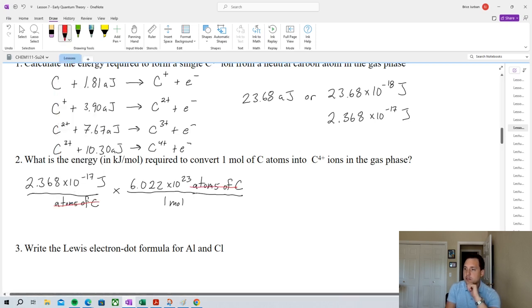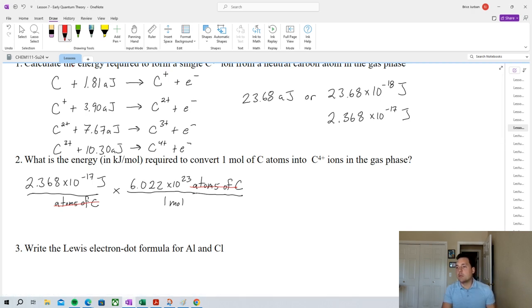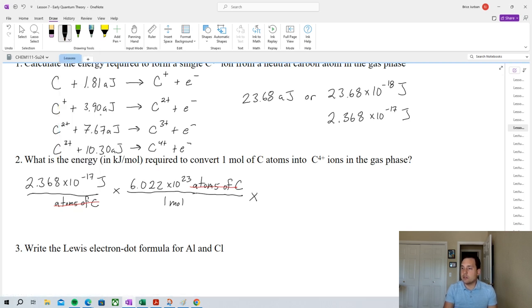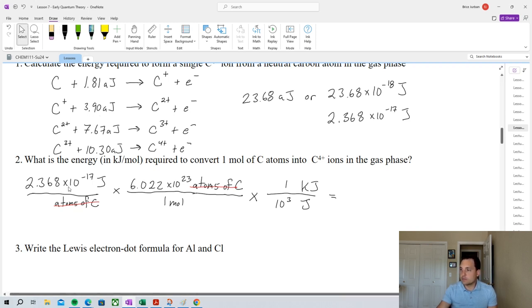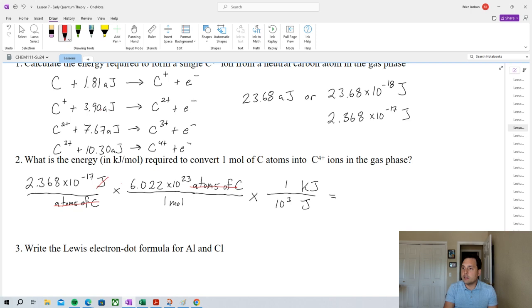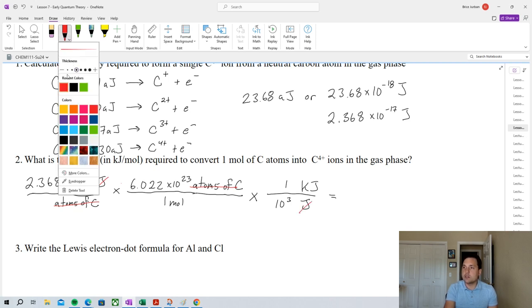So atoms of carbon cancels out, and then we're going to get joules per mole. But we want to get kilojoules per mole. So what we want to do at this point is convert joules to kilojoules. In 1 kilojoule, there are 10 to the 3rd joules. And then all my units will cancel out. So I like to use dimensional analysis whenever possible. It's not going to be used for every problem in this lesson.